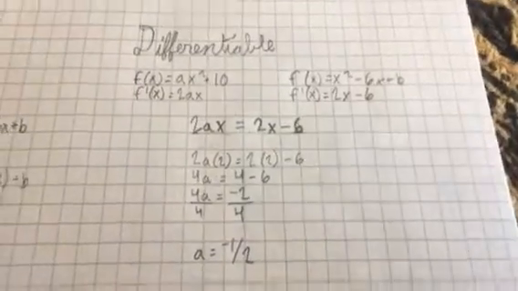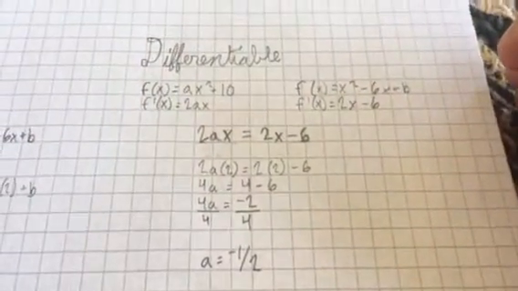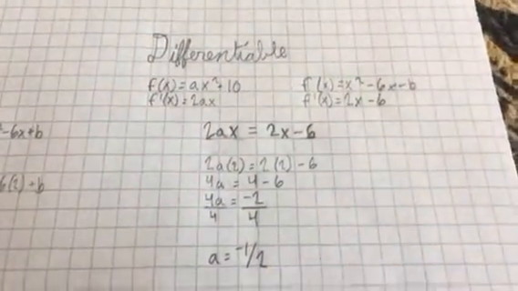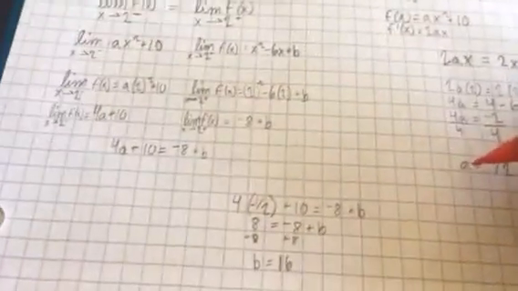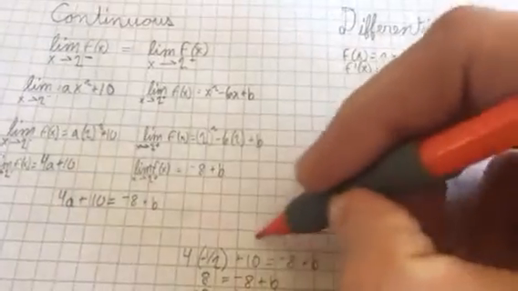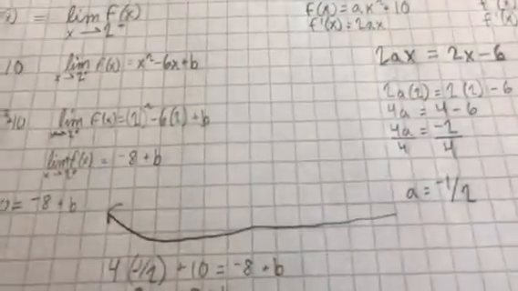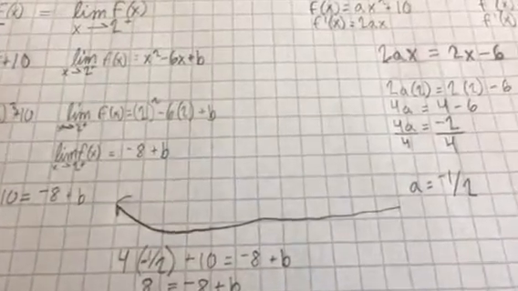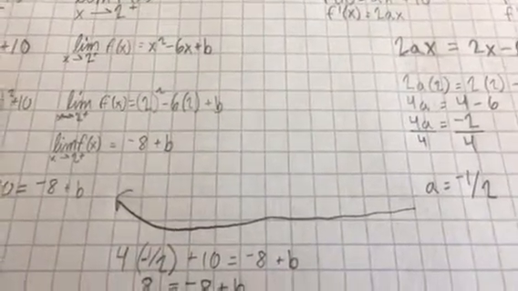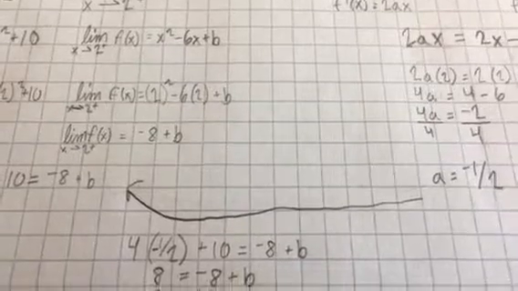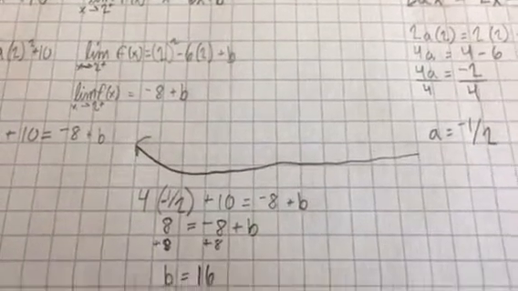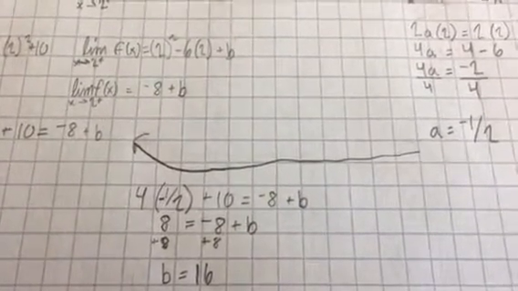Now we can take this a and go back over to where we found if it was continuous or not to help plug that in to solve for b over here. And we plug in negative 1/2 for a, and we get 4 times negative 1/2 plus 10 equals negative 8 plus b. And solving this down, we find that b equals 16.